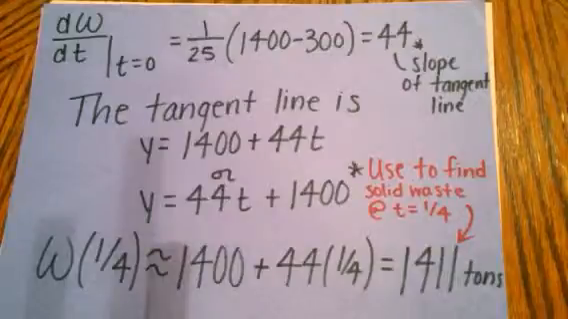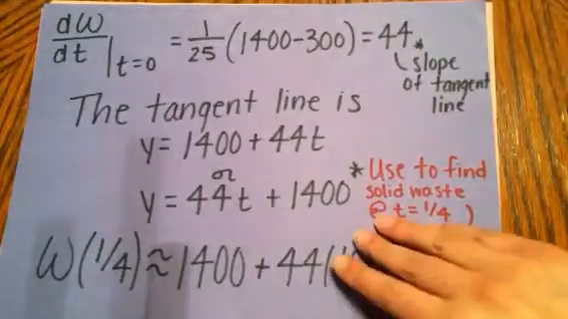And then the tangent line is y equals 1,400 plus 44t, or y equals 44t plus 1,400. Now we just use the simple y equals mx plus b format to find the tangent line. And since in part A, they also wanted us to evaluate it at 1/4, which is 3 months of the year, we have to use this equation to find the solid waste at time T equals 1/4. So simply plug in 1/4 into the equation and you end up getting 1,411 tons.